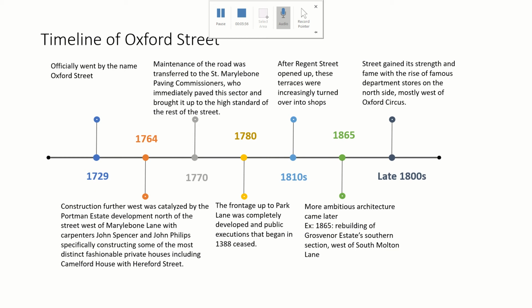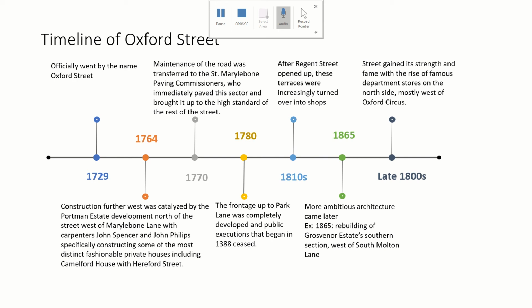In 1770, the St. Marylebone Paving Commissioners were put in charge of the maintenance of Oxford Street. This allowed them to pave the sector and equalize the high standard along the entire street. Development from the frontage up until Park Lane was completed by 1780, and public executions that began in 1388 ceased.